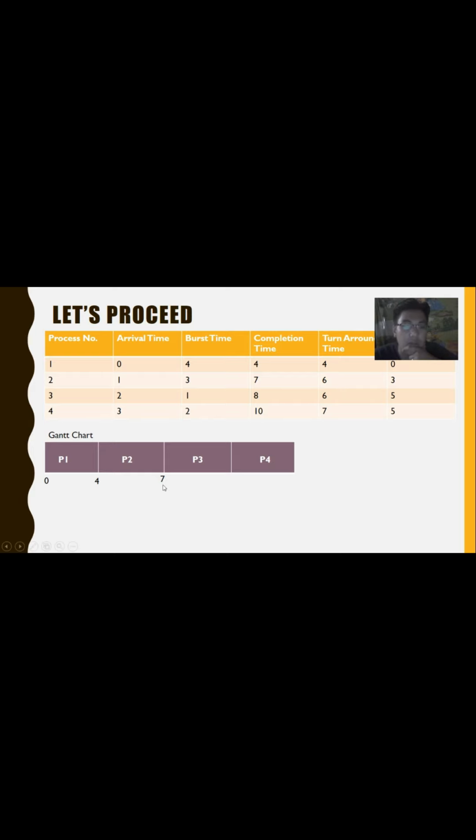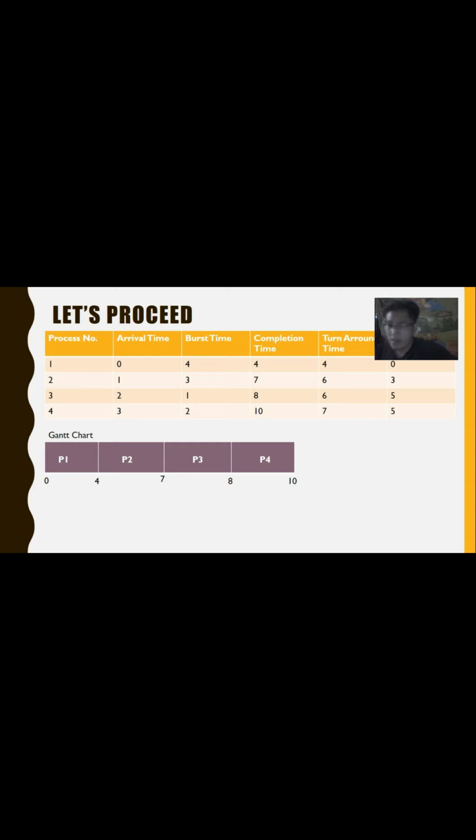Then to P2 from P3, we also add the completion time of P2 and the burst time of P3. That's why it's 8. Then lastly, the completion time of P3 is 8. The burst time of P4 is 2. That's why it's 10. So we are now done with the completion time. Like I said earlier, it is the time taken for the execution to complete starting from the arrival time.